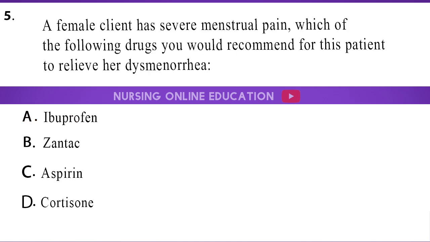5. A female client has severe menstrual pain. Which of the following drugs would you recommend for this patient to relieve her dysmenorrhea? A. Ibuprofen, B. Zantac, C. Aspirin, D. Cortisone. The answer is option A, ibuprofen.